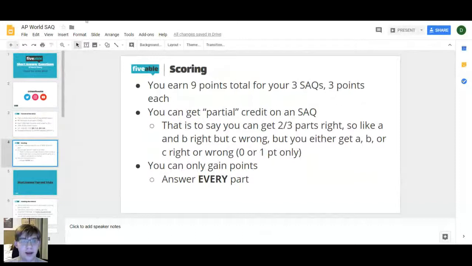All right. And also, you can only gain points. So if you get a part wrong, you just don't get any points. You don't lose anything. That means you should answer everything. Just write something down. When in doubt, write it down, really, in anything on the AP exam. If you think something, just write it down. Don't worry, is it right? Is it wrong?